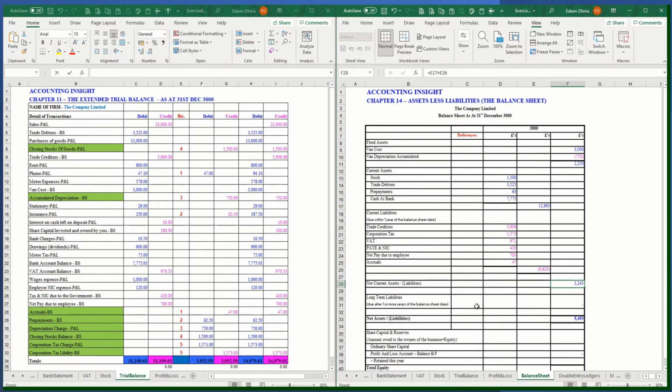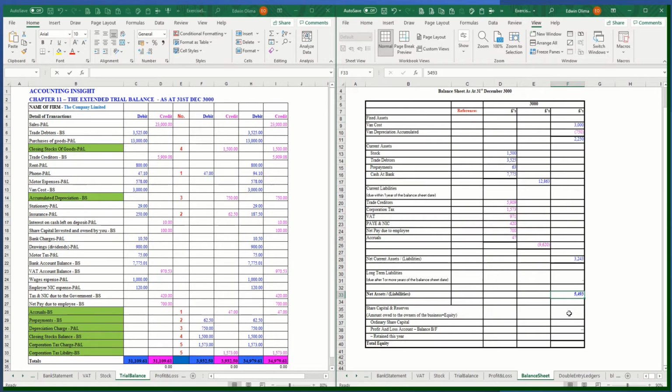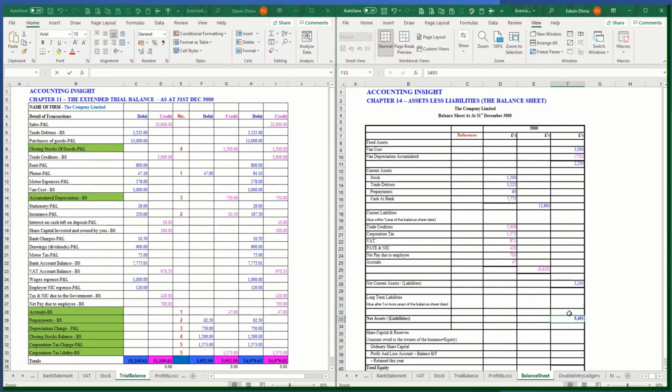This business does not have long-term liabilities, like if it had a 5-year loan or a 10-year loan, you'd classify them under long-term liabilities. So what we have here is now the net assets of the business. Now, in a balance sheet, you have your assets less your liabilities, it gives you your net assets, and that is represented by share capital and equity to complete the double entry system of accounting.